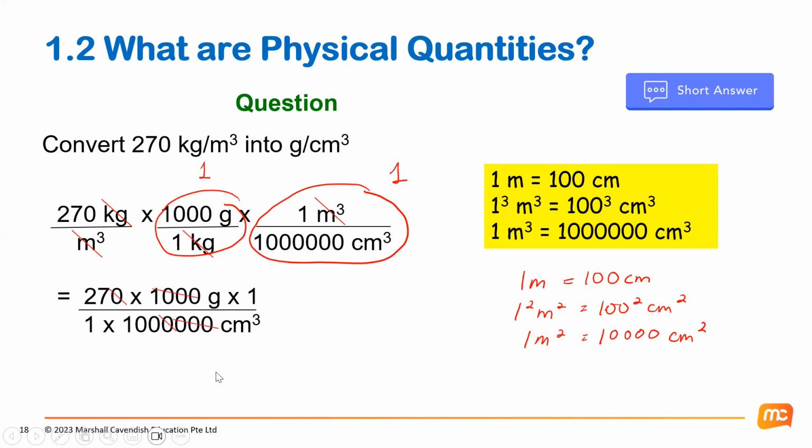Okay, and if you work it out in your calculator, you should be able to get 0.27, and I will be left with the units grams per cm cube. Or I can write it as grams cm to the minus 3. Okay, this way of presentation is fine as well.